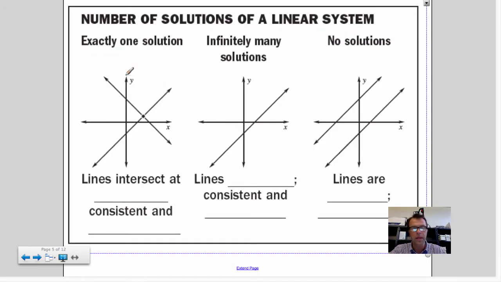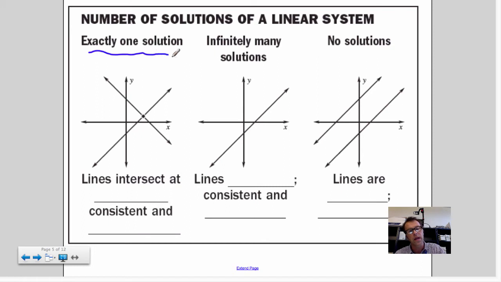So here's a great picture. This one is super important. So here are your 3 possible scenarios when you have a system of linear equations. This is always true. And you probably have dealt mostly with exactly one solution, right? That's typically what happens when you're given a system of equations. So you graph, you have 2 lines, and this is the one solution. The lines intersect at one point, and we call this system consistent and independent.